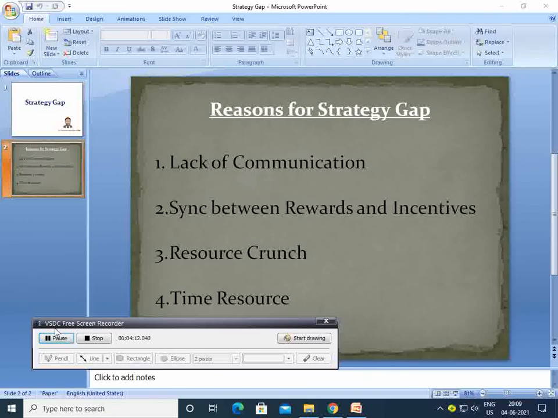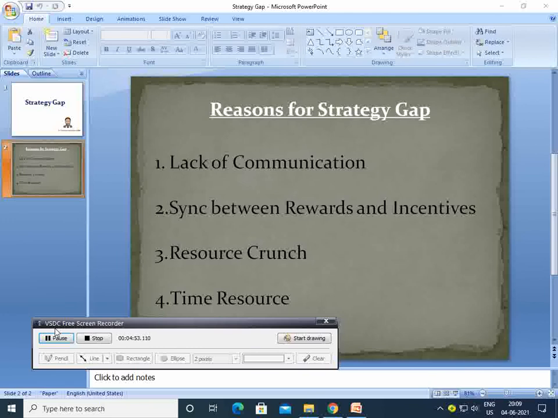The third point is resource crunch. Any grand strategic plan needs equally strong funds and resources, both financial resources and non-financial resources. According to researcher Norton, any good strategic plan which is not funded sufficiently is doomed to fail. Statistical information has concluded that only 30% of organizations sufficiently finance their strategic plan. So why does this happen?